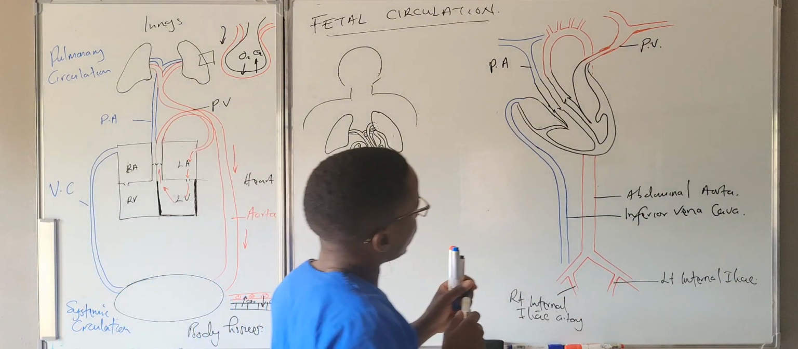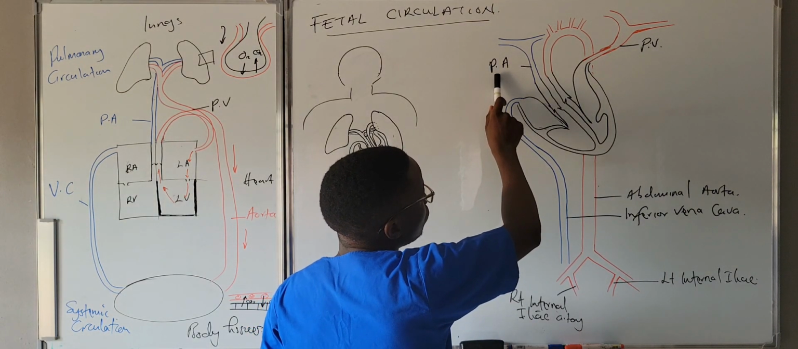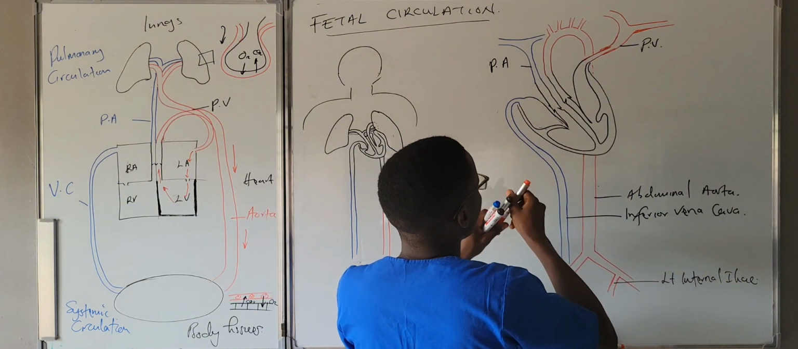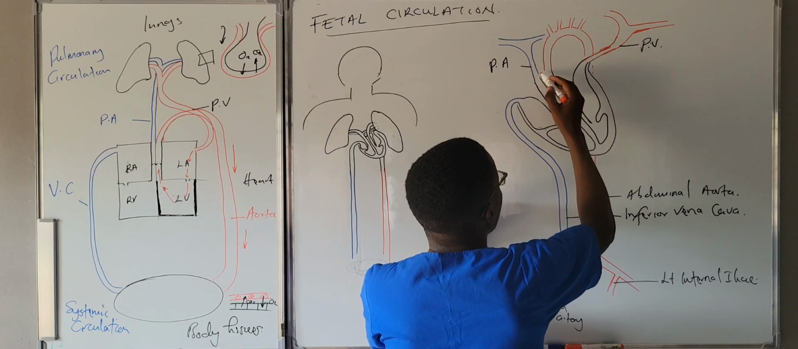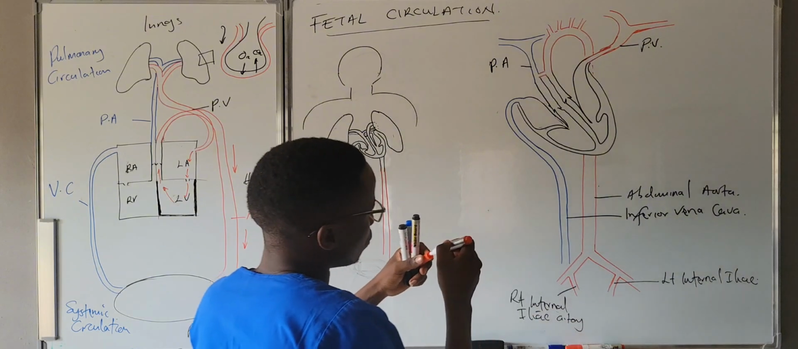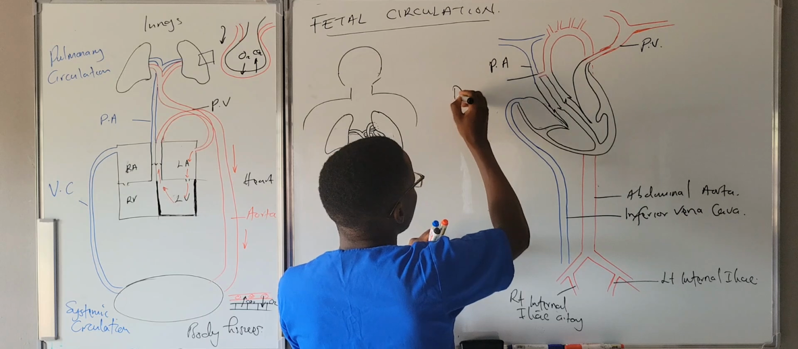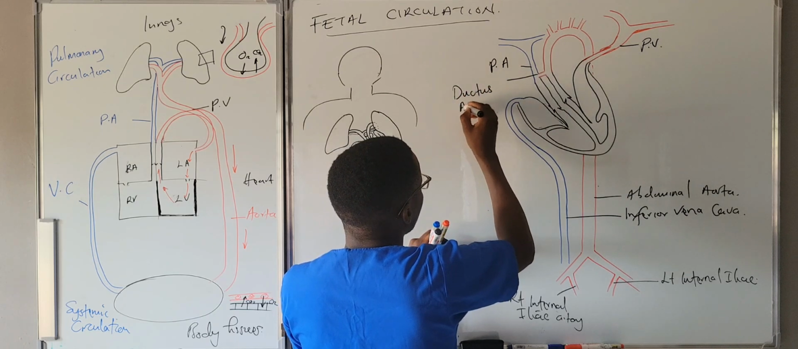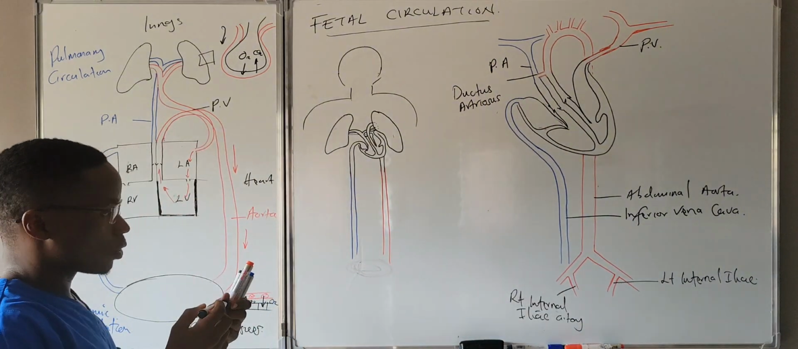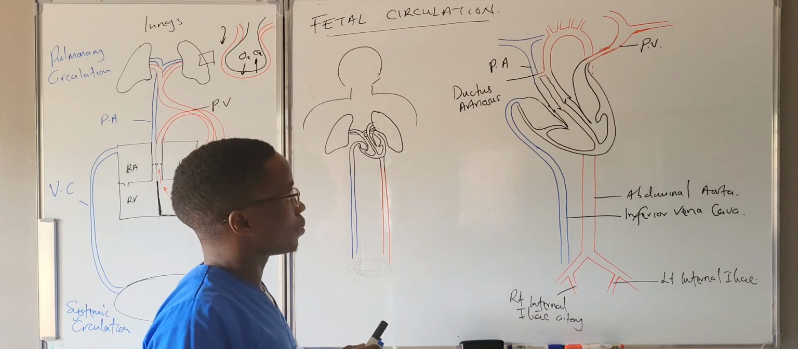Now the key here that I want us to take note of is that between the pulmonary artery and the aorta, there is this connection here. Alright? And this connection is called the ductus arteriosus. That connection between the pulmonary artery and the aorta is called the ductus arteriosus.